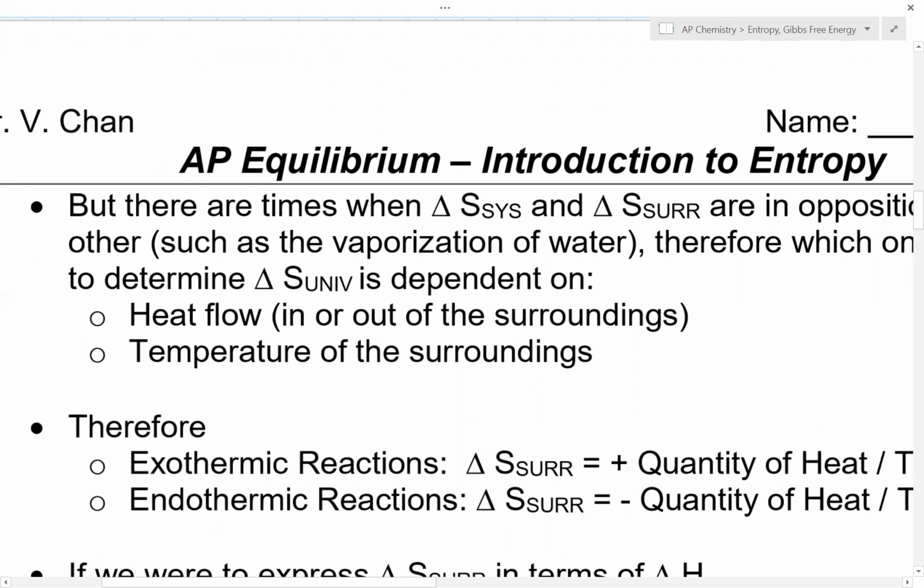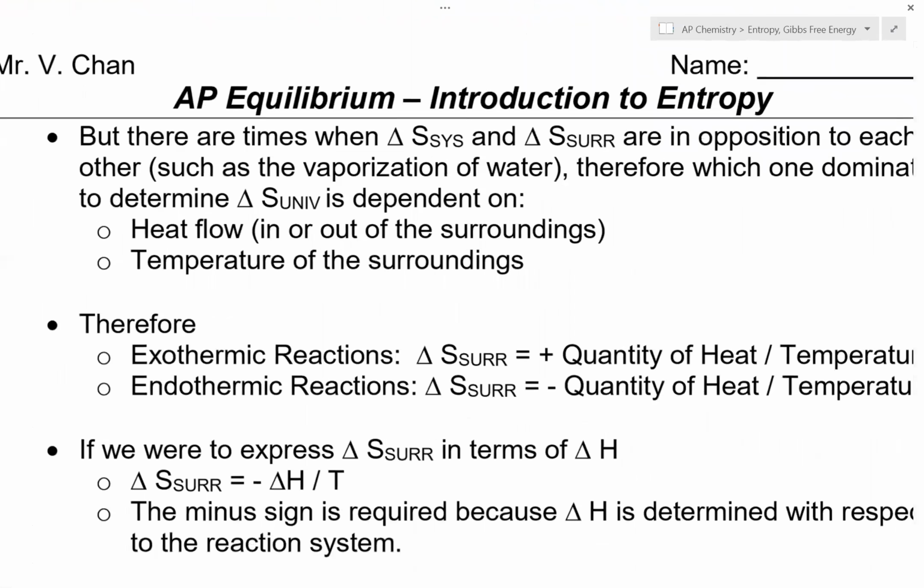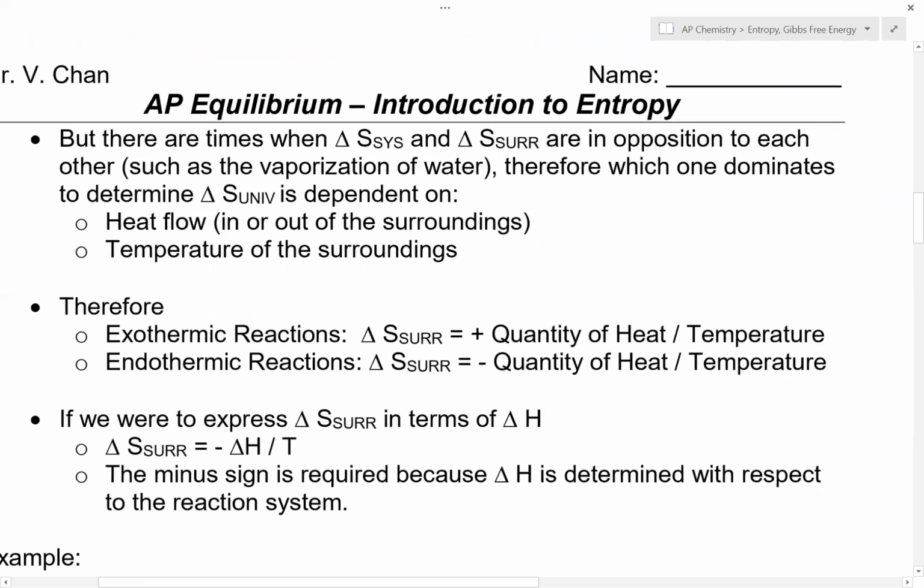Now, it makes sense, because let's say our clothes dry a lot faster in the summertime than in the wintertime. So that's what I mean by it depends on the temperature of the surroundings. Therefore, for exothermic reactions, the delta S of the surroundings has an increase in quantity of heat over temperature, while for endothermic reactions, the surroundings have a decrease in quantity of heat over temperature.